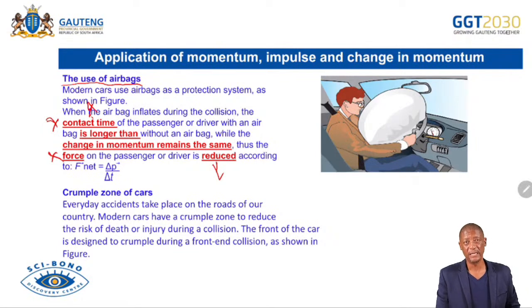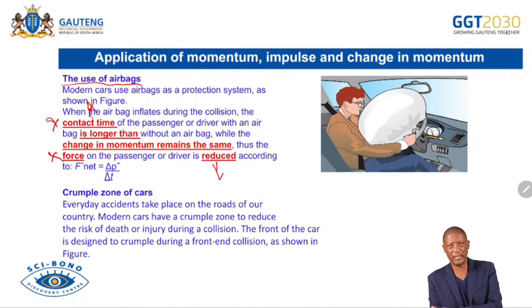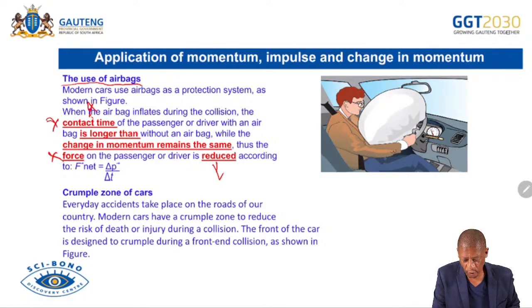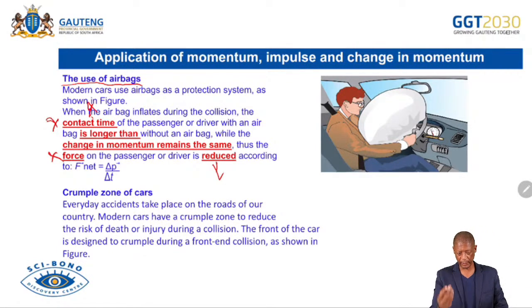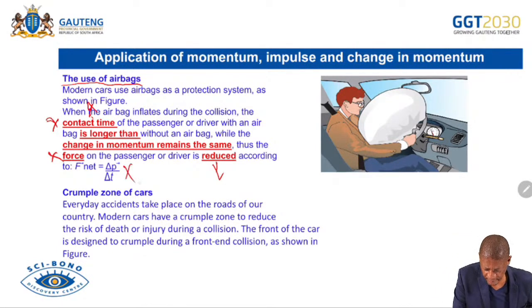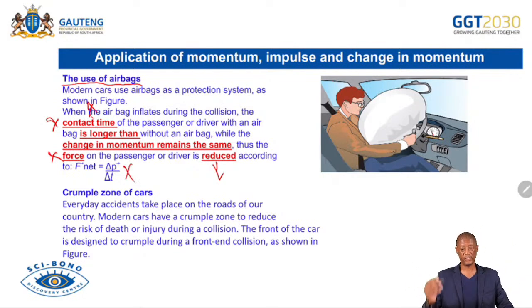It minimizes the force on you as you have contact with the steering wheel. So the force will be minimal, but the contact time will be longer. In other words, once you hit the airbag, your time with the airbag is going to be longer, but the force is going to be what? Reduced, or is it going to increase? Hence we have this, remember, in terms of Newton's second law.